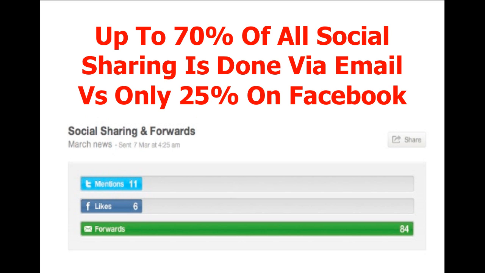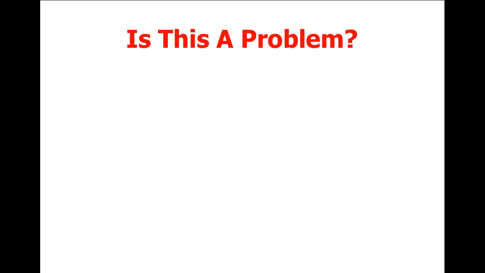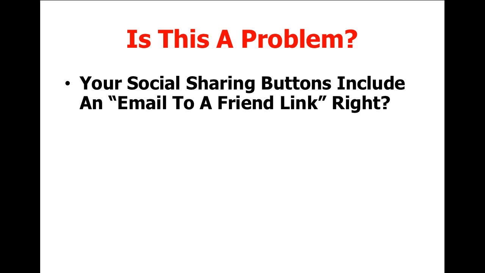And what we see here is a screenshot of one of our campaigns, and there was a link to share the content, and they could choose between Twitter, Facebook and forwarding it to a friend via email, and as you can see, email was the overwhelming winner. Is this a problem? Your social sharing buttons include an email to friend link, right?